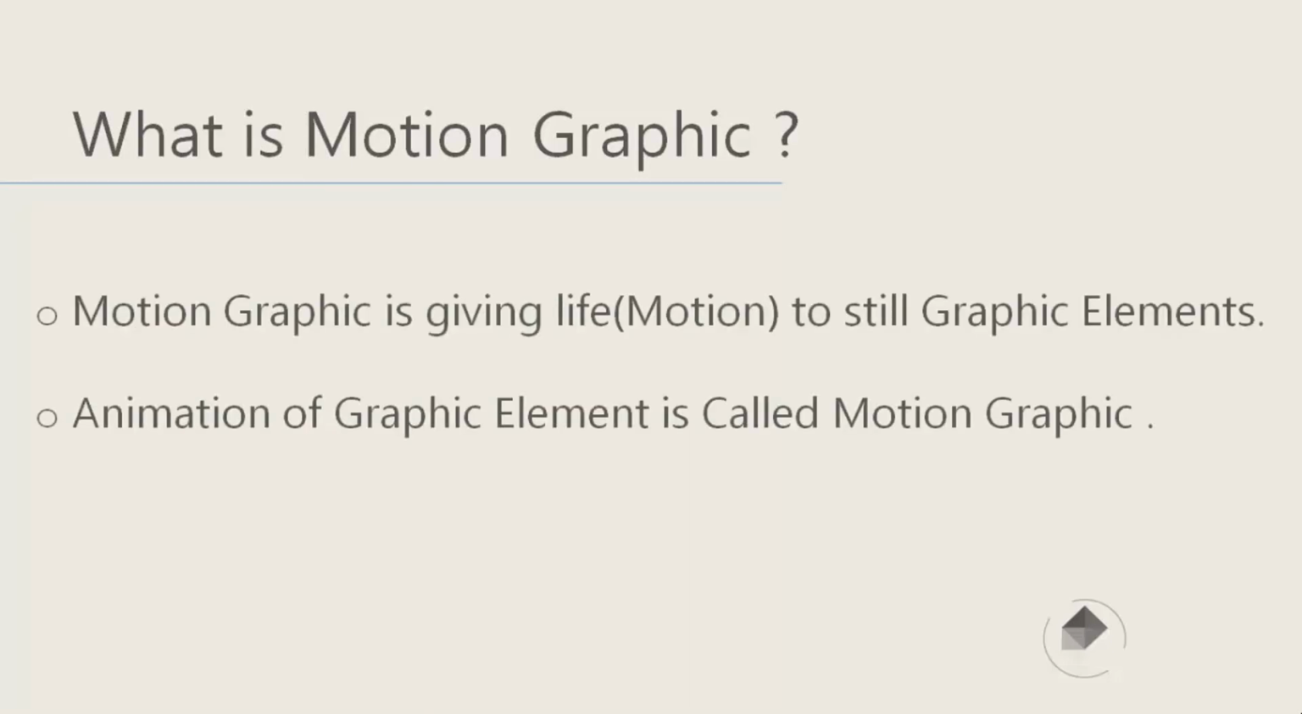The first one is: motion graphic is giving life or motion to still graphic elements. For example, if you have a graphic element that you have created in Photoshop or Illustrator and you want to give life to it and animate it, it's called motion graphic. Every graphic element in the scene that has motion is called motion graphic. This is very simple and there is nothing else complex in motion graphic, just the animation and motion of an object is called motion graphic.